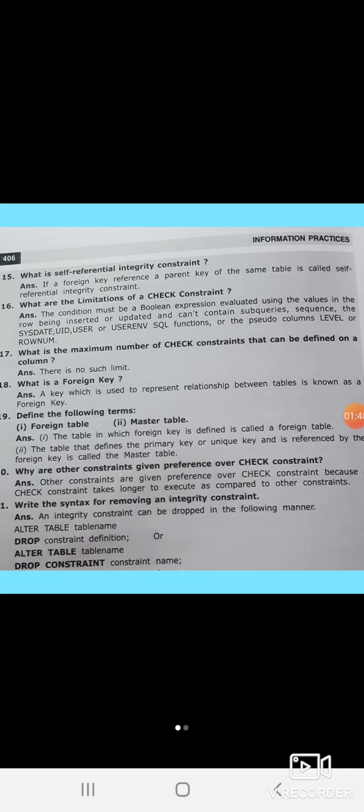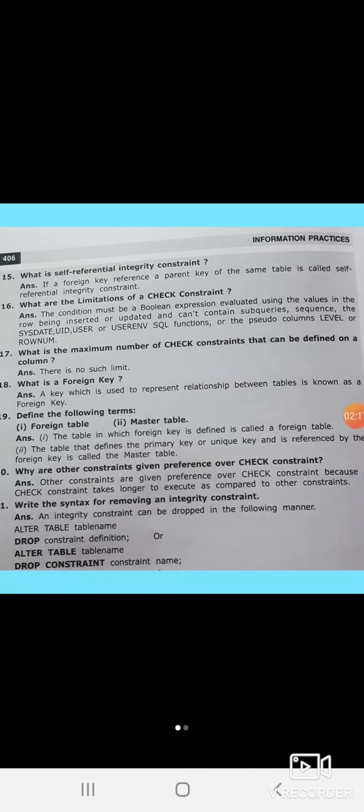What are other constraints given preference over check constraint? Other constraints are given preference over check constraint because check constraint takes longer to execute as compared to other constraints. Question: write the syntax for removing an integrity constraint. An integrity constraint can be dropped in the following manner: ALTER TABLE table name DROP CONSTRAINT constraint definition, or ALTER TABLE table name DROP CONSTRAINT constraint name.